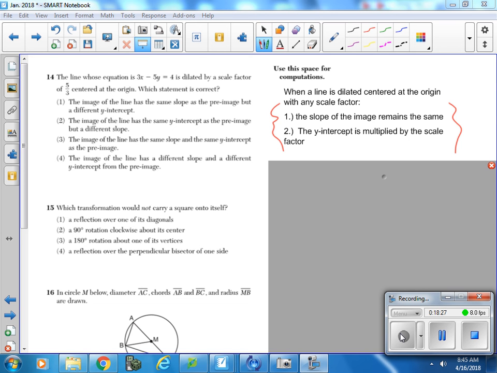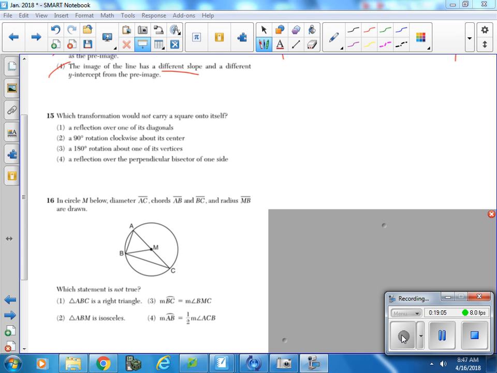And as you look at our options here, the only one, remember, we need to have the same slope. So we can eliminate 4 and 2, because 4 and 2 talk about a different slope, and that's not going to be the case. And then number 3 says it has the same y-intercept. We know that's not going to be true because you're going to have to multiply the y-intercept by the scale factor. So our answer has to be 1.